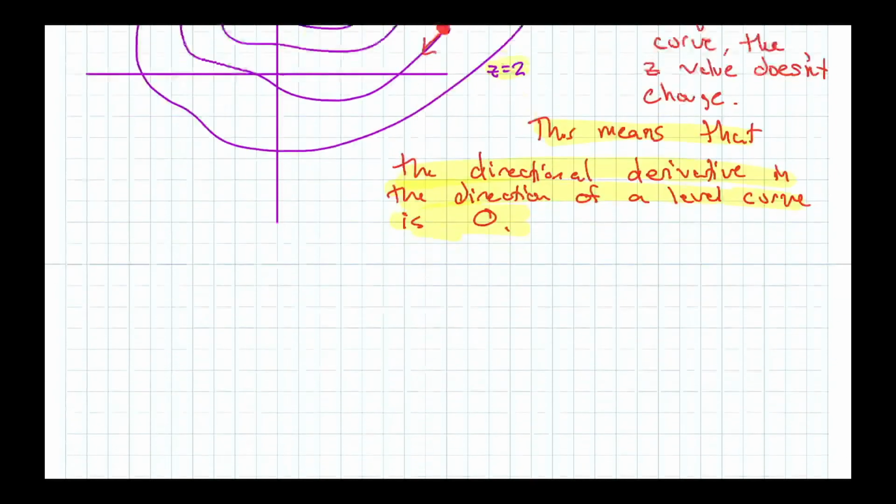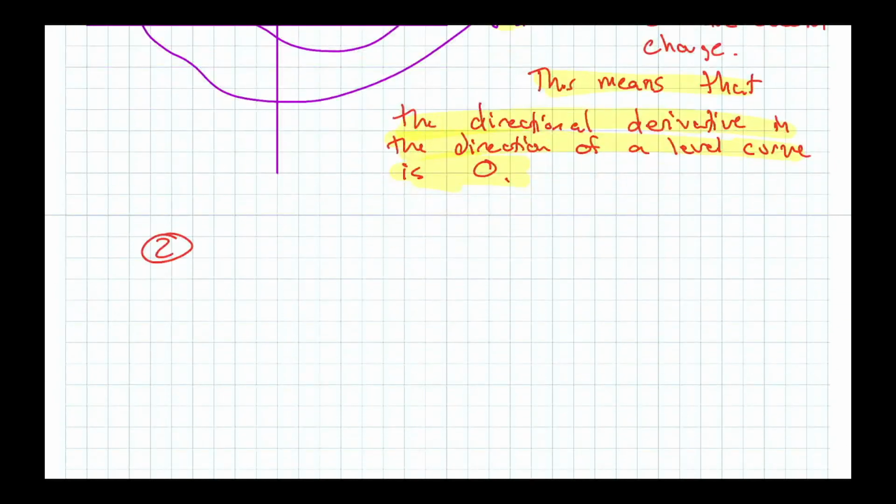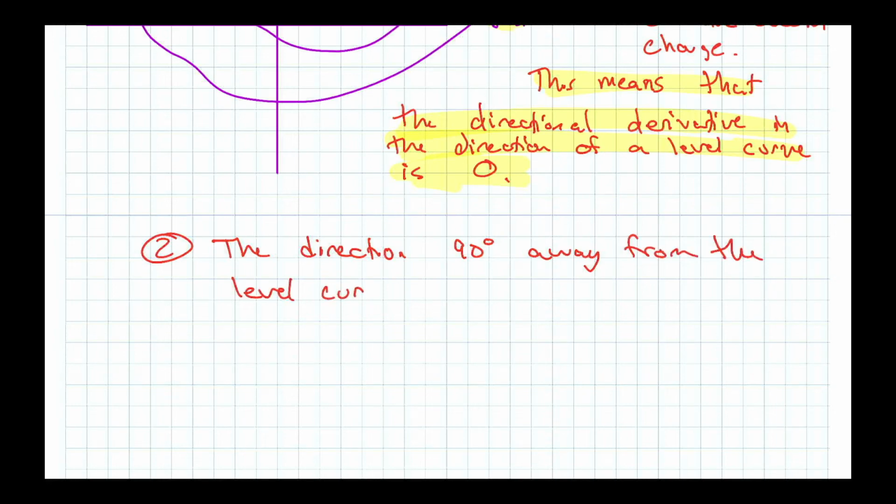Okay, so the direction 90 degrees away from the level curve is the direction the function increases or decreases the fastest.